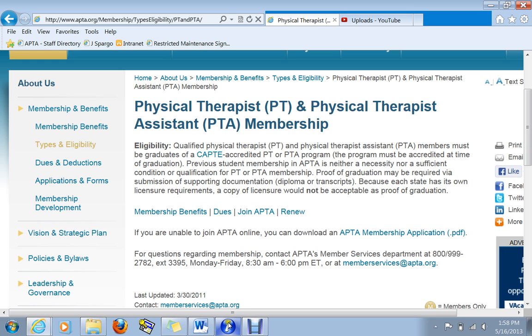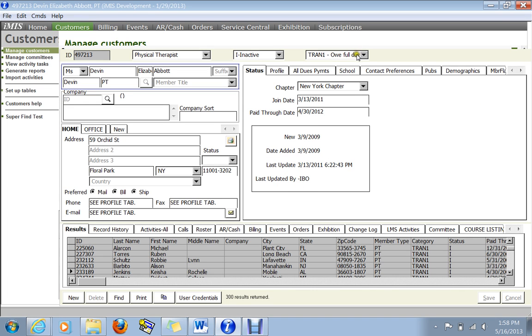And in our database, instead of a Tran 1, they would be a PT or PTA at full dues.